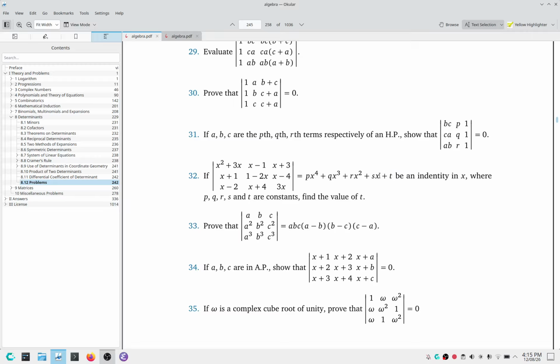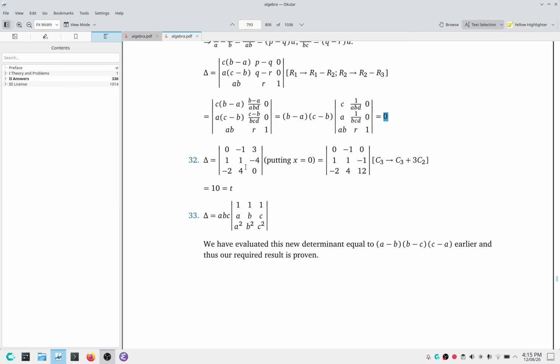In order to get rid of all this, we put x equal to 0. If we put x equal to 0, these p, q, r, s terms will vanish. So that's what we do here. We put x equal to 0. The determinant becomes 0, minus 1, 3; 1, 1, minus 4; minus 2, 4, 0. This will be equal to t.